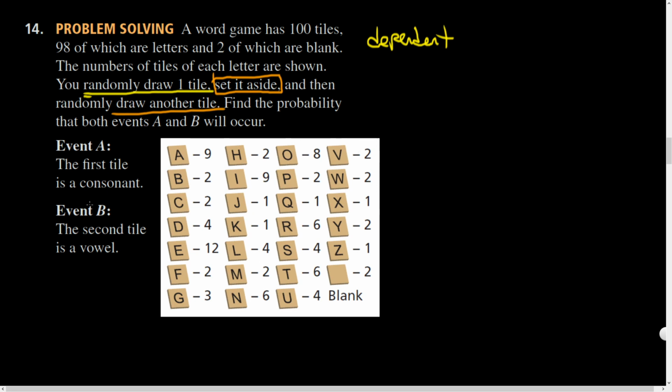Now this is going to mess me up because of the sometimes Y thing. All right, let's figure this out. So probability of event A, and then I'm going to multiply that by the probability of B given A has occurred.